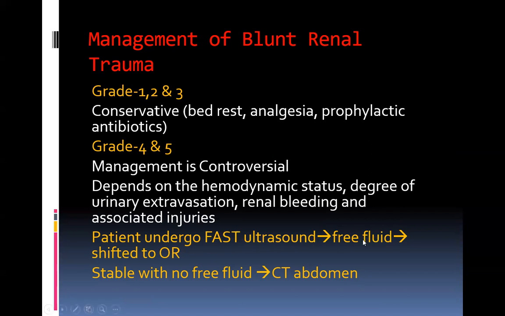So if you see free fluid on ultrasound, then you shift the patient to the OR immediately, because this patient is bleeding inside.